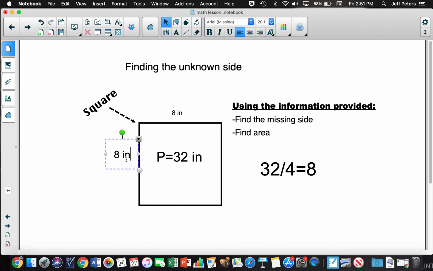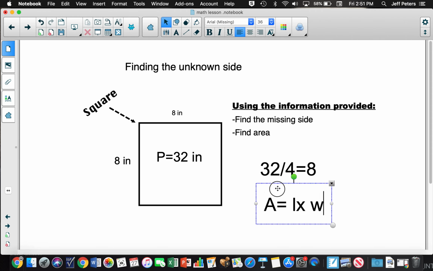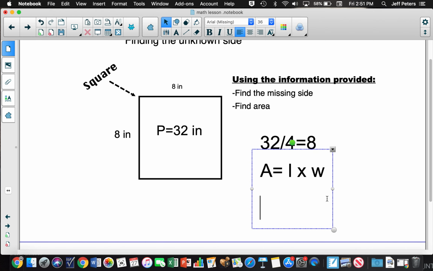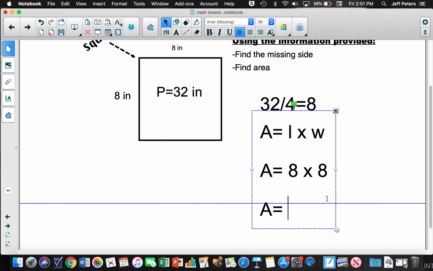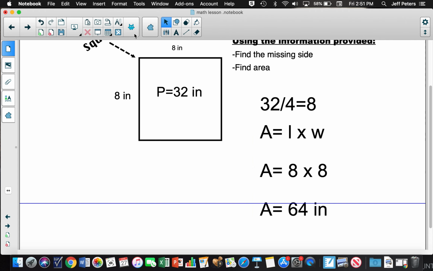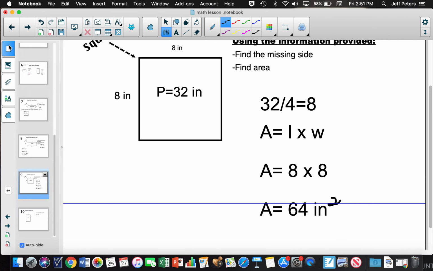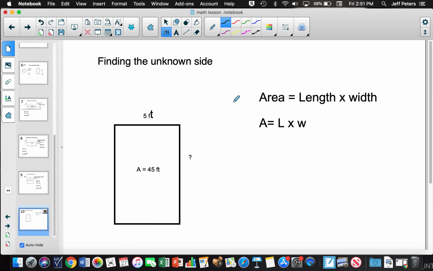Now, because we know each of our sides are 8 inches, we're able to go ahead and find the area of our square. Length times width. Area equals 8 times 8. Area equals 64 inches. And we are going to make sure again that we square our answer. All right, boys and girls, let's do one more.